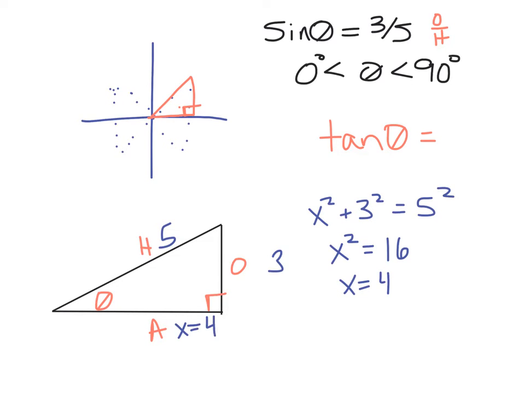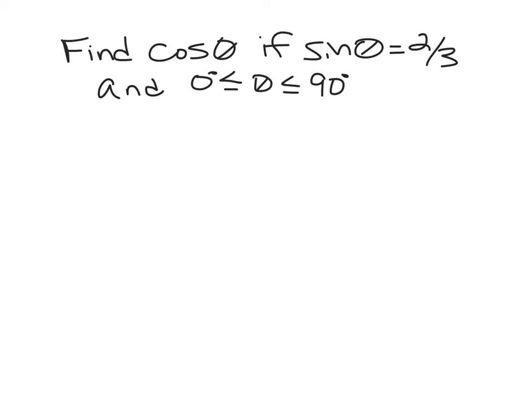Now check my signs. X and y are both going to be positive because we're in quadrant 1. Now I'm going to answer the question, which is what is tangent? Tangent is O over A. So my opposite is 3, and my adjacent is 4. Once again, I think that's the problem you have on the page. I accidentally did not copy that down. Let's look at another one.